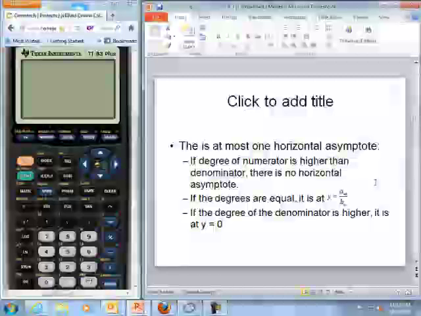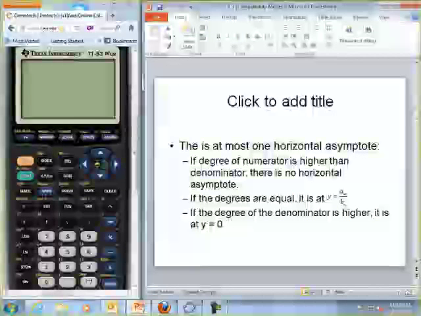Our graph can have at most one horizontal asymptote. We can have more than one vertical asymptote. So yesterday we only had one vertical. Today we could have more than one vertical. But horizontal, we will only have one, if any at all. And this is a three-part rule. We are going to look at the degree, which means the highest power on the top and the bottom.